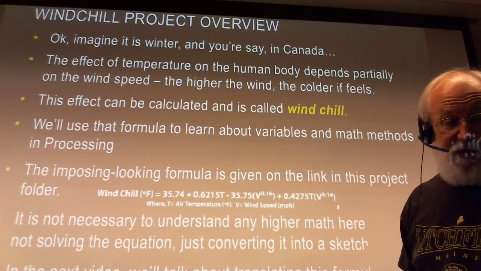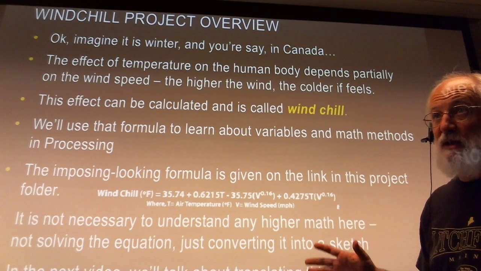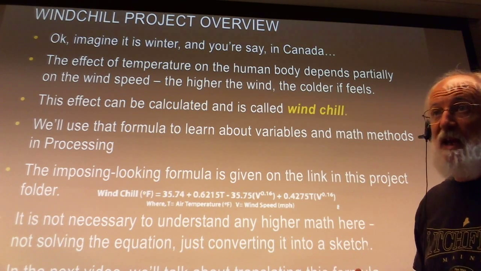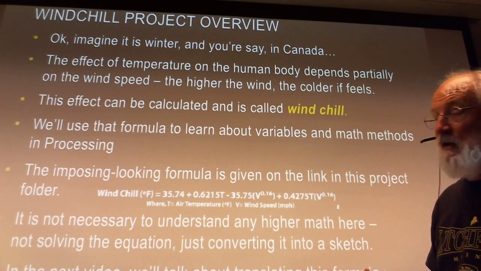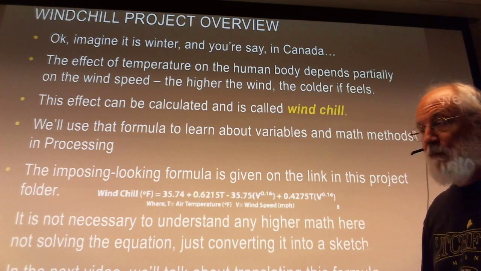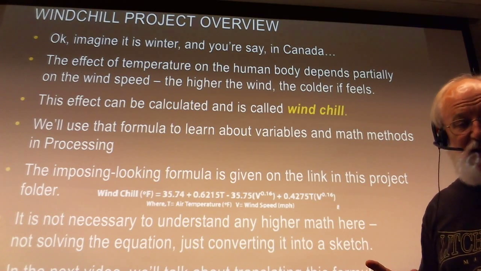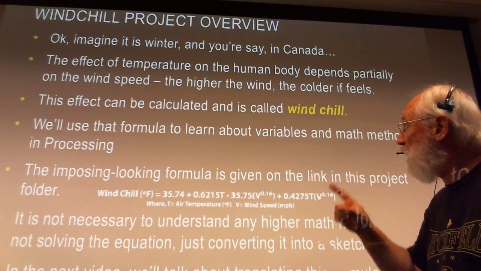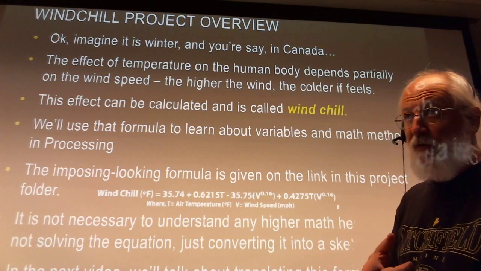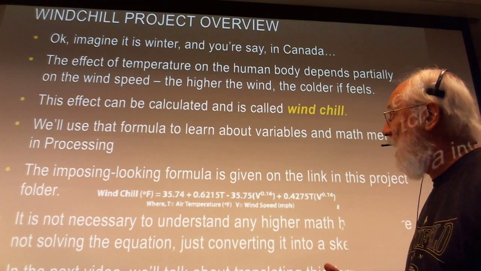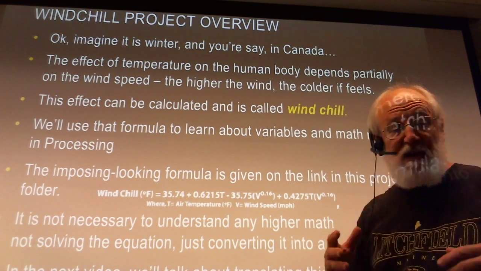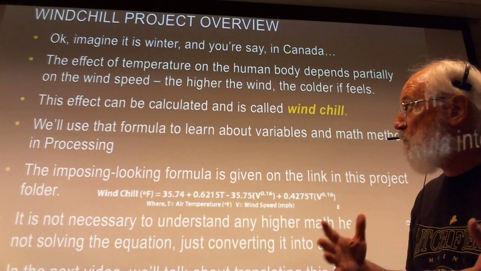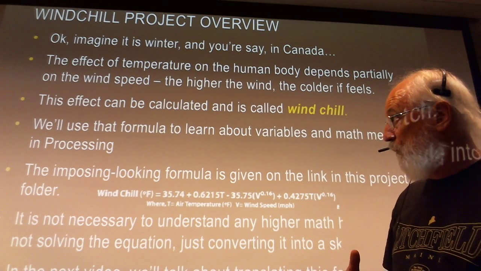This effect can be calculated. You can predict if the wind speed is a certain speed V and the temperature is a certain temperature T, how cold that will feel on your skin. And that's called a wind chill. So that's the formula we're going to use for our project here. We're going to use that formula to learn about variables, which you need in your program, and constants, which are the numbers you have in your program, and various mathematical operators and methods in processing.